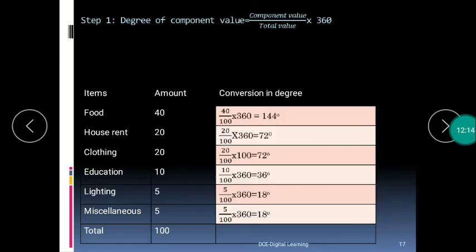So here is how we can convert the given absolute values into relative degrees. That is, the equation is component value divided by total value into 360. The component value is 40. For example, in case of food, the absolute value is 40 divided by its total, that comes to 100, into 360 degrees, we will get 144 degrees. Similarly, we have to calculate the degrees for all the given absolute values. Then we will come to know about the degrees.